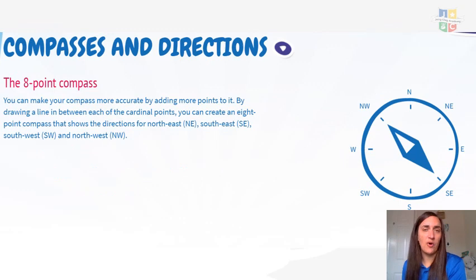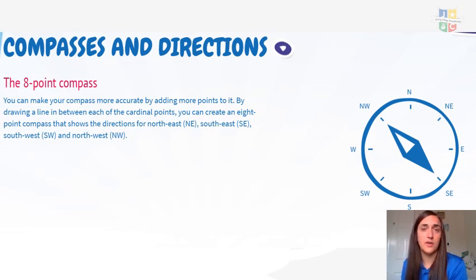So we can become more specific with our compass point directions by adding 4 more points to it. And this makes map reading even more accurate. So if you draw a line between each of the cardinal points, you can create a more accurate compass with 8 points on it. So between north and east, we have northeast. Between south and east, we have southeast. Between south and west, we have southwest, and between north and west, we have northwest.